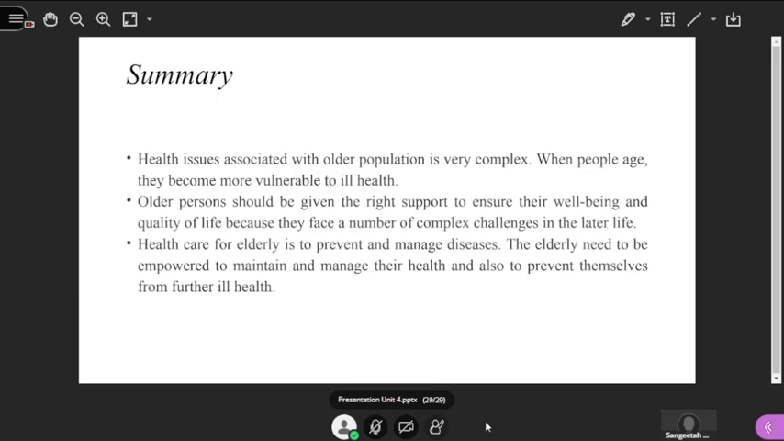Healthcare for elderly is to prevent and manage disease. The elderly need to be empowered to maintain and manage their health and also to prevent themselves from further ill health. And also, in summary, we learned all about the types of abuse, the signs of abuse, and what can be done to prevent elderly abuse, and the role of social workers and carers in the field of elderly abuse.